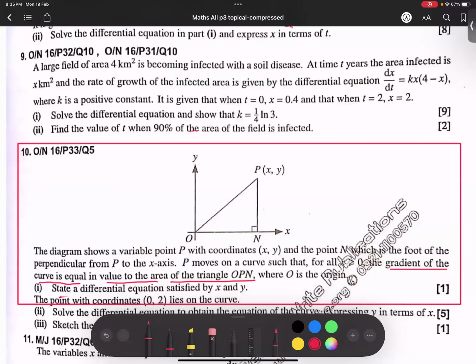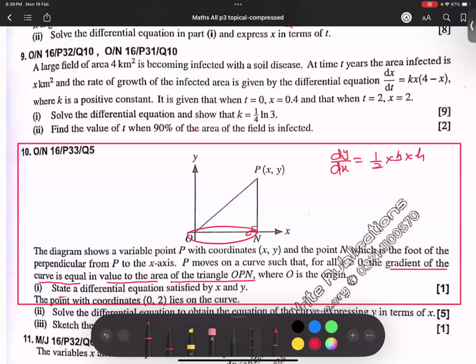Okay, students, I think you took a good time to practice. Let's start. Bismillah ar-Rahman ar-Rahim. The gradient of the curve is equal to the area of the triangle. I repeat, the gradient, and whenever the word gradient comes, we always write dy over dx is equal to what? The area of the triangle. And what is the triangle area? OPN is very clear. Half into base into height.